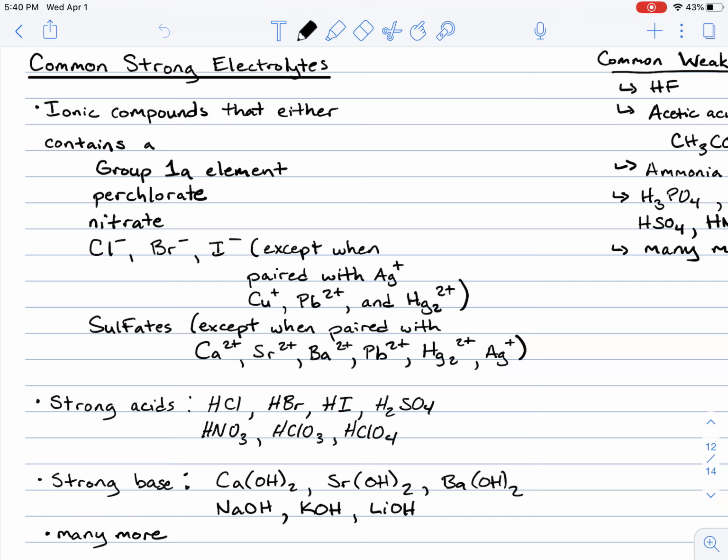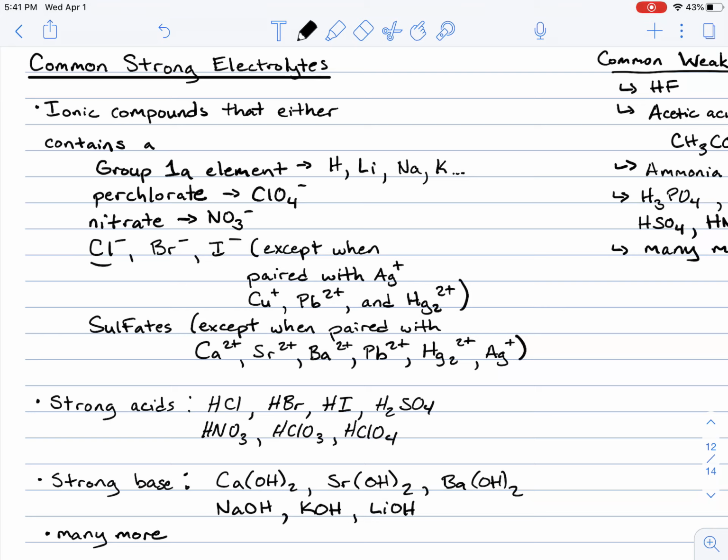And so common strong electrolytes are ionic compounds that either contain a group 1A element, perchlorate, which is ClO4 with a negative charge, that's a polyatomic ion, or nitrate, which is NO3 with a negative charge. Once again, that's another polyatomic ion. And your common group 1A elements are, for example, hydrogen, lithium, sodium, potassium, and the list kind of goes on. So you can go ahead and look at the periodic table for that full list.